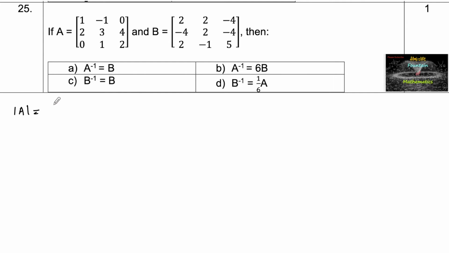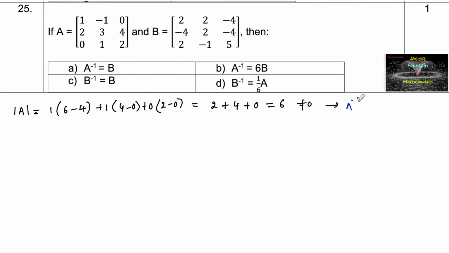So let us check whether these matrices have inverses or not by finding their determinants. det A is equal to 1 times (3 2s are 6 minus 4) minus (-1) times (2 2s are 4 minus 0) plus 0 times (2 1s are 2 minus 0), which is equal to 6 minus 4 plus 4 plus 0, which is equal to 6, which is not equal to 0. So we can conclude that A inverse exists.